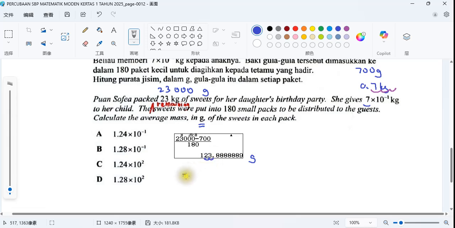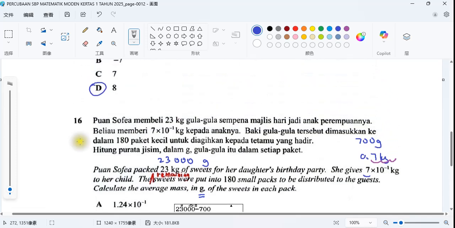So 1.23 times 10 to the power 2. Okay. 1.24 gram. Okay. Answer is C. So this is Form 3, Chapter 2.